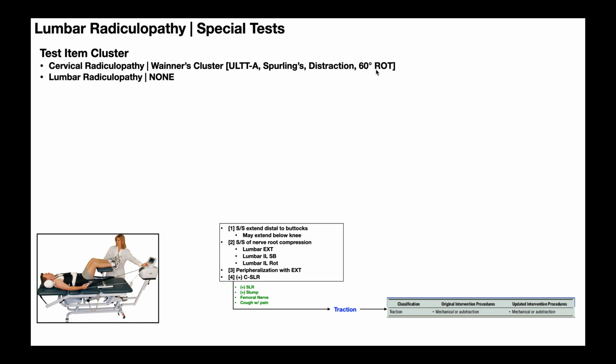And this last one over here is another provocative test. This is really just active cervical rotation. You have them undergo cervical rotation, and if it's positive, it will reproduce neurological symptoms before they get to 60 degrees. Okay? So that's the cervical radiculopathy test item cluster.